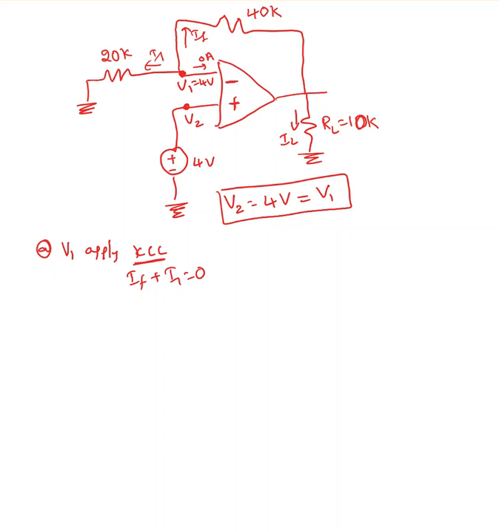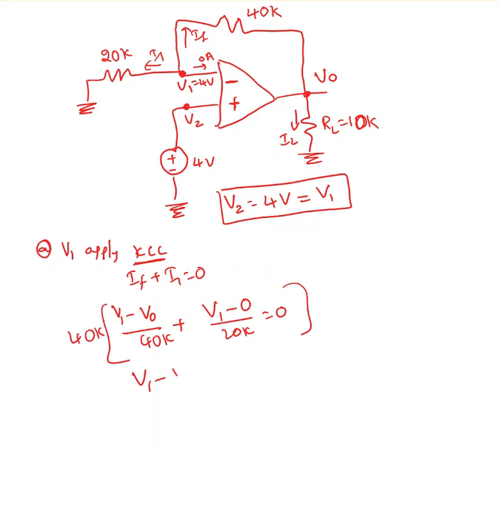Is it possible to have every current going out of the junction? No, at the end we will for sure find that at least one of them is a negative current. So IF is nothing but V1 minus V0, the voltage at this point is V0, over 40k, plus I1, which is V1 minus 0 over 20k, equal to 0. To eliminate the denominator, I'm going to multiply by 40k. So V1 minus V0 plus 2V1 equal to 0. So 3V1 minus V0 equal to 0, or I would say V0 equal to 3V1.